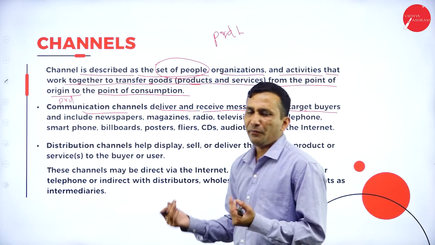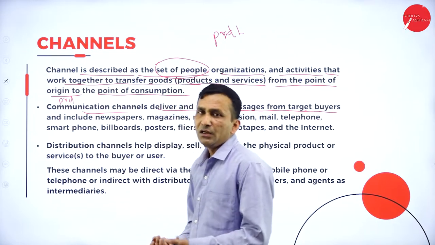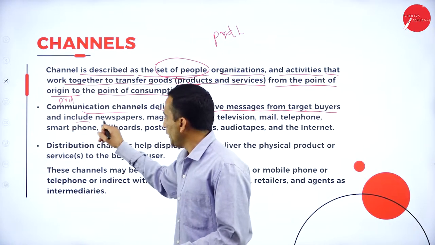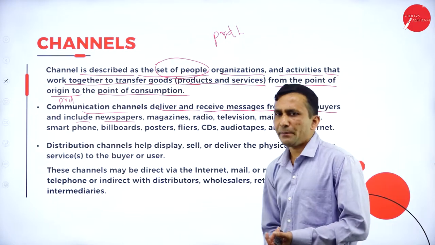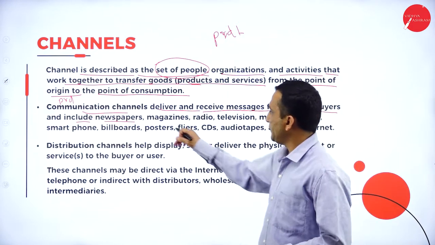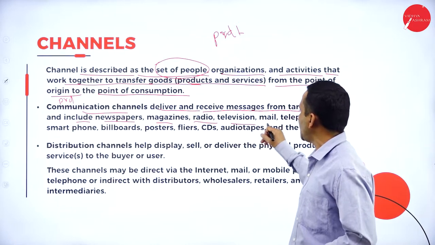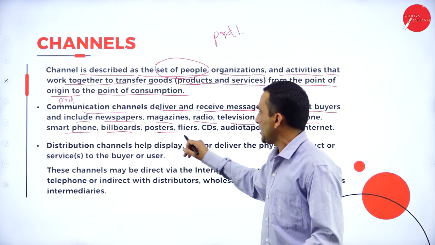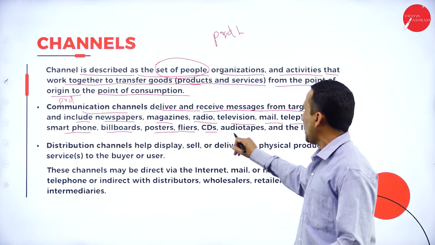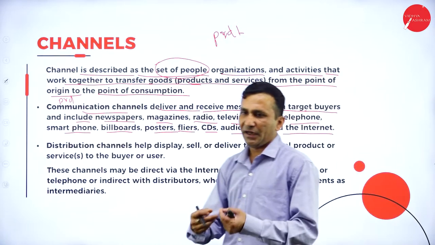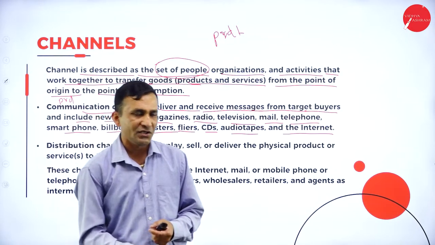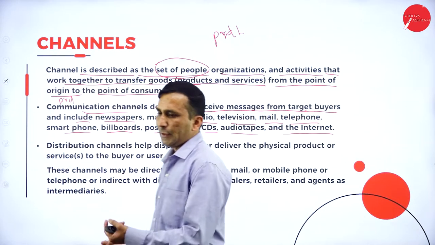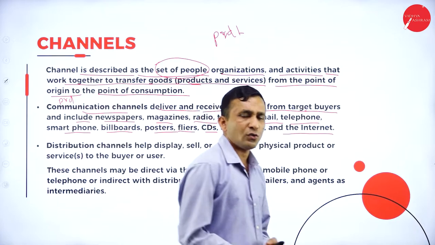So there are different media, different print media, different communication channels involved here, which include newspaper. Even in a newspaper we can get the message, and even the magazine, radio, television, mail, telephone, smartphone, billboard, poster, film, CD, audio tape and other internet media, just used for communication between seller and buyer. The buyer also wants to collect information, and the seller also wants to collect information.